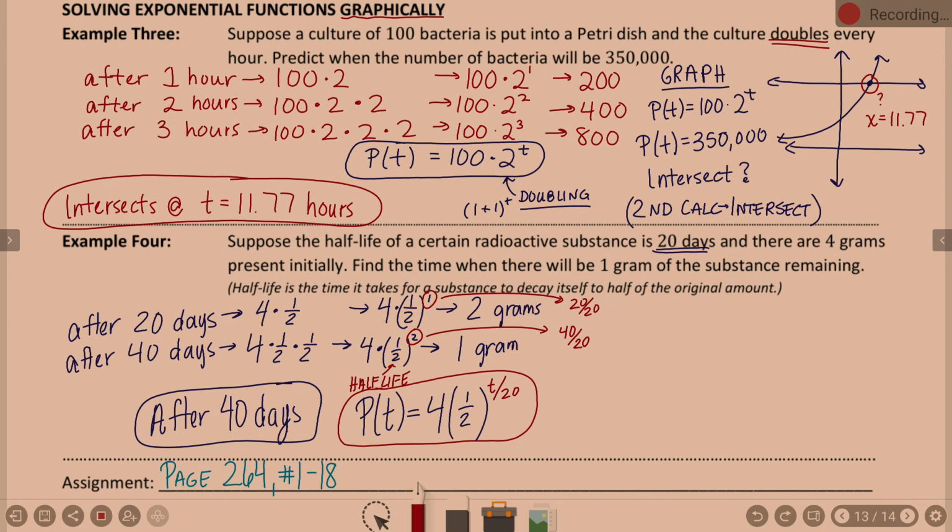I don't remember the timing of this lesson today, but I'll take it. Page 264, 1 through 18 is what you have to do tomorrow.